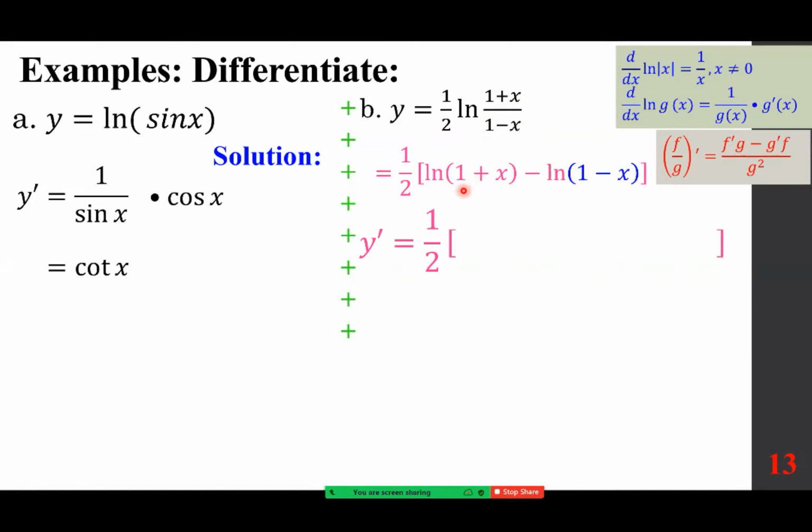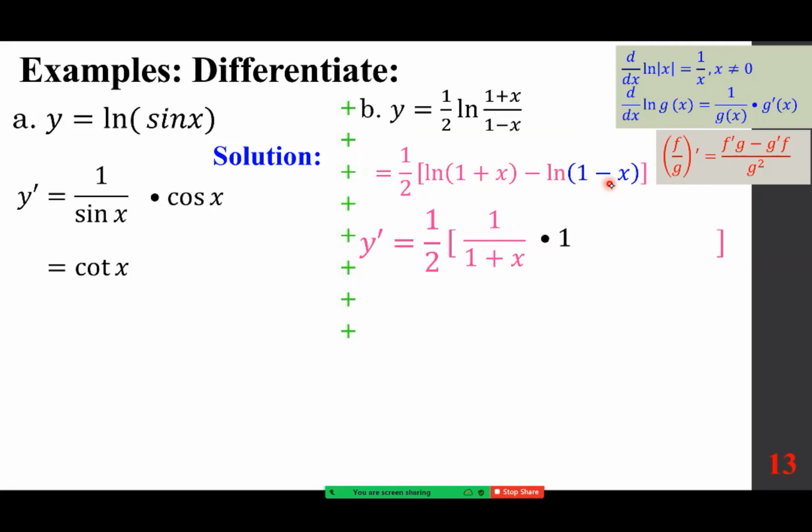What is the derivative of natural log? Flip this over, 1 over 1 plus x. And then by the chain rule times g prime of x. What is the derivative of 1 plus x? It is positive 1. And again, it makes no difference because it's positive 1 whether you write it or not.